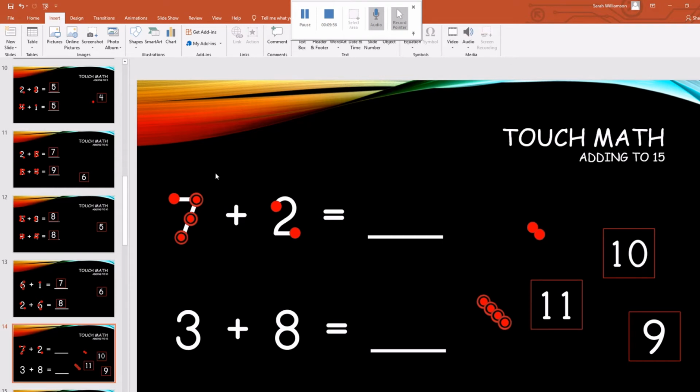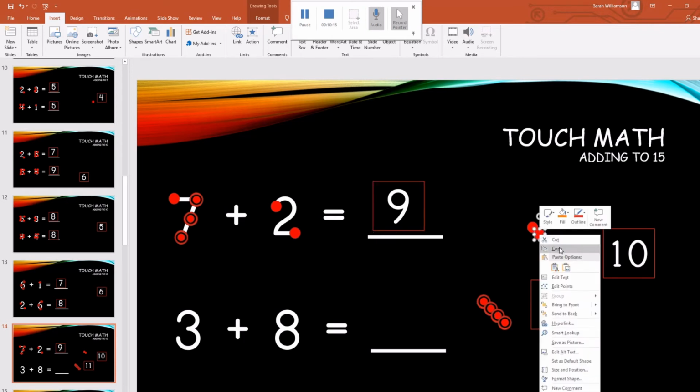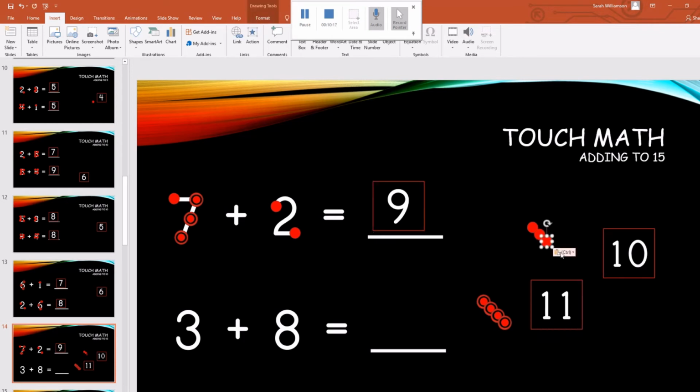Anyway, okay, here we go. 1, 2, 3, 4, 5, 6, 7, 8, 9, right? So the answer is 9. And there we go. Okay. Ooh, we need another dot, don't we? Copy and paste. There we go.